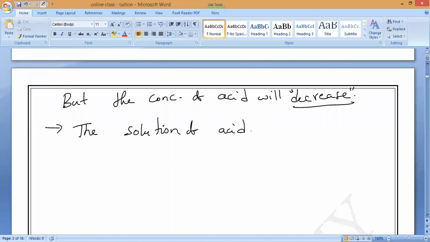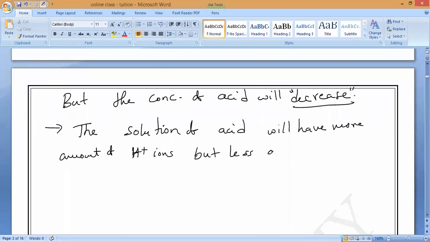So the solution of acid will have more amount of H plus ions. More amount of H plus ions. But it will have less of water, less of hydroxide ions. Please all of you should remember. Hydroxide ions means OH minus ions.